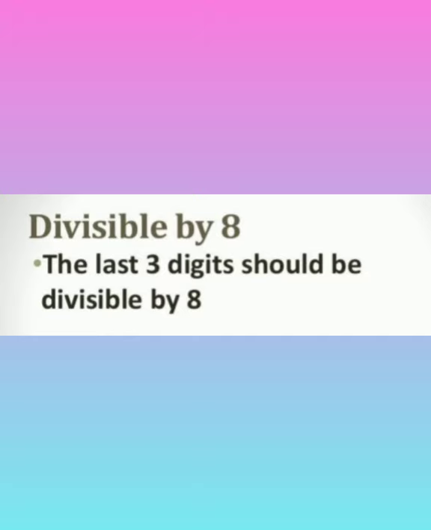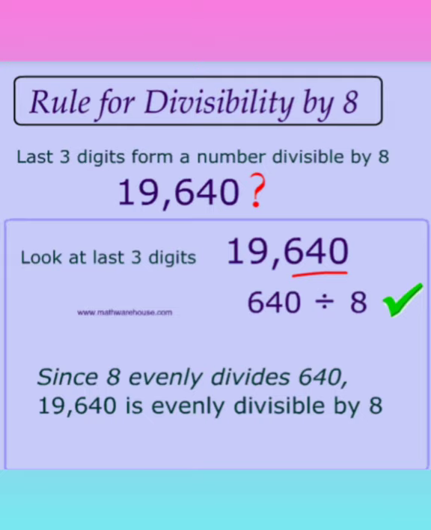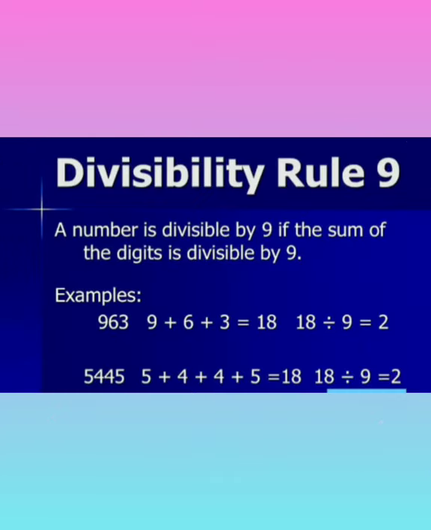The next one is divisibility by 8. If the last 3 digits are divisible by 8, means that the whole number will be divisible by 8. For an example, take this number 19,640. In this number, the last 3 digits are 640. If this is divisible by 8, means that the whole number will be divisible by 8. Okay, so 640 is divisible by 8. So this number is divisible by 8.